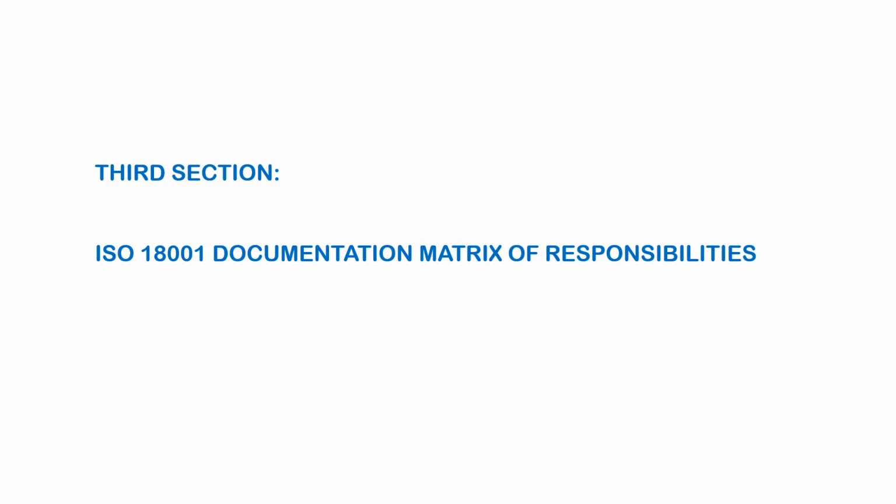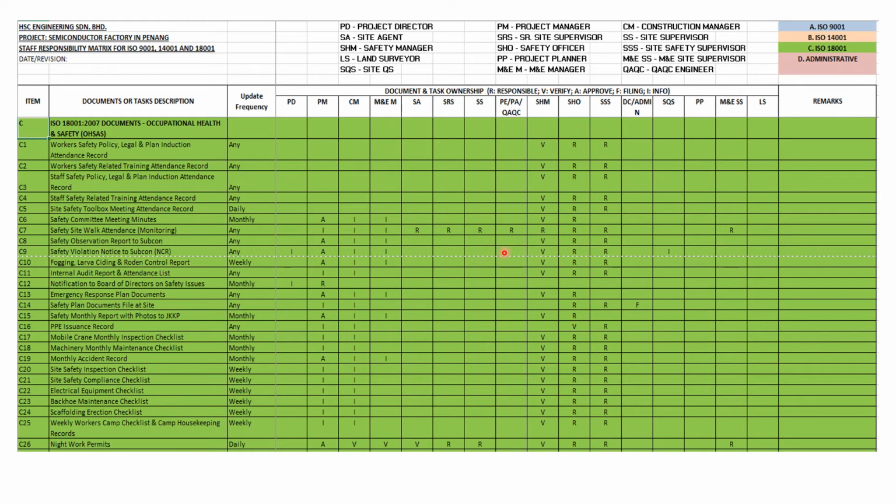The third section will be the ISO 18001 documentation matrix of responsibility. ISO 18001 is the occupational health and safety document compliance. We have here item C1, almost similar to the environmental. We have the induction attendance record. This will be recorded by the triple S and/or the safety officer and verified by the safety manager.